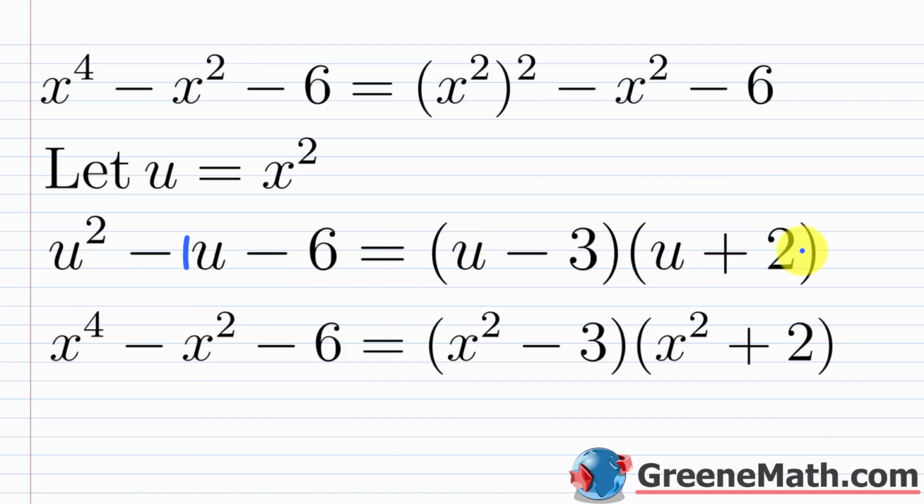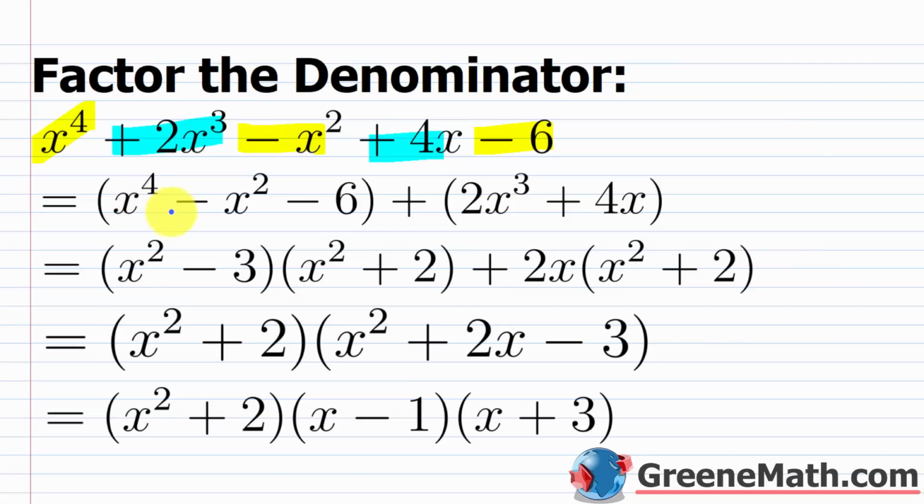So then if you just replace u with x squared, well, then you could say this is going to be x squared minus 3 and then times x squared plus 2. So coming back, this x to the fourth power minus x squared minus 6 factors into this quantity x squared minus 3 times this quantity x squared plus 2. Over here, you have this 2x cubed plus 4x. Well, if you pull out a 2x, this is going to be plus 2x times the quantity x squared plus 2. Okay, so now you'll notice that you have a common binomial factor.